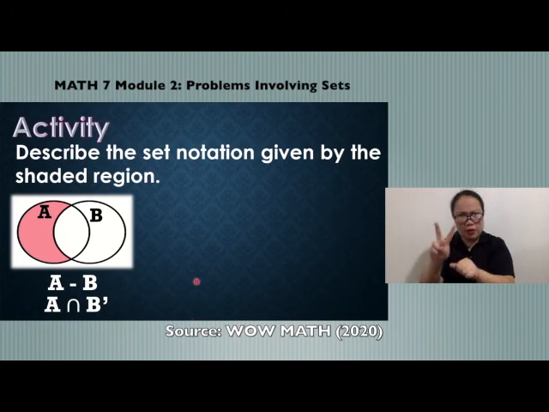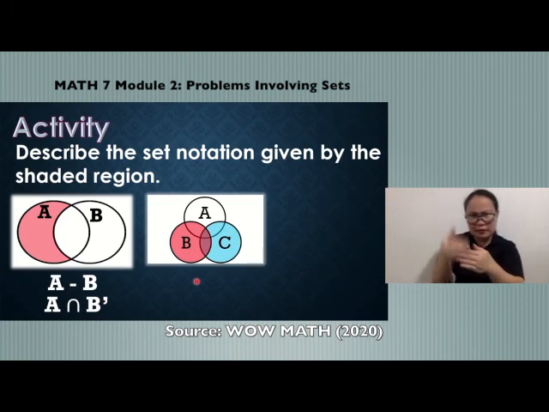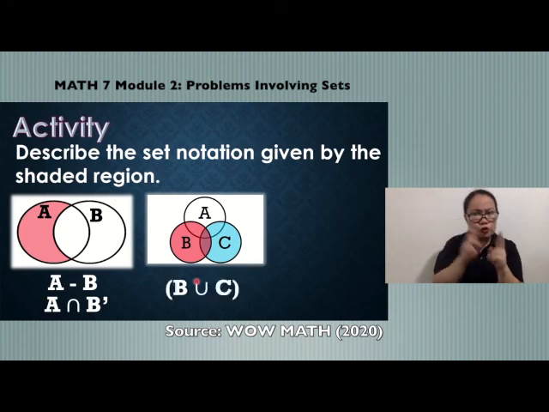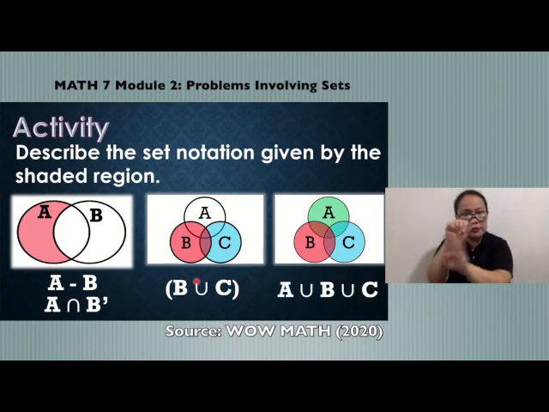Okay? Next. So, since ang shaded lang natin dito ay B and C at walang hindi kasama ang A. So, therefore, this is just the union of set B and C. Now, this one, all of the sets are shaded. So, ibig sabihin, this is the union of set A, B, and C.